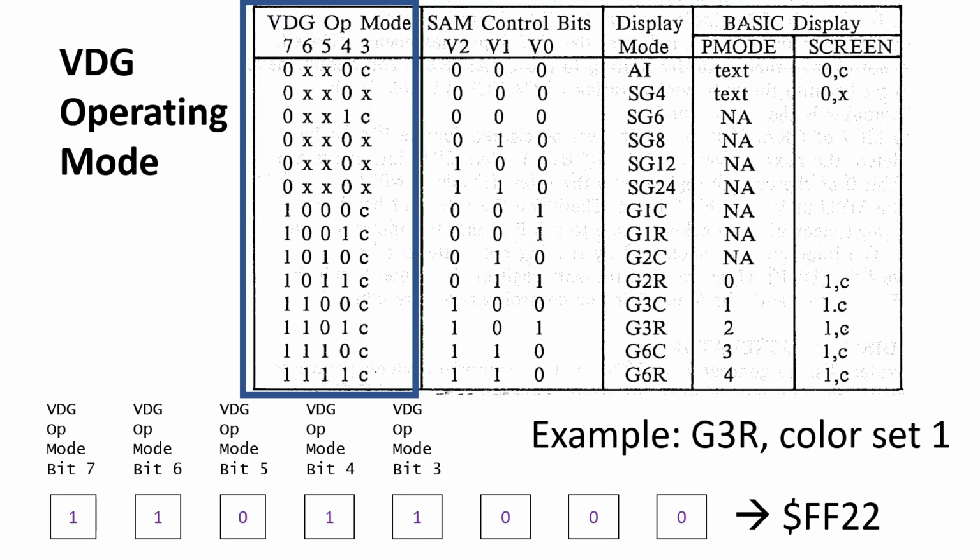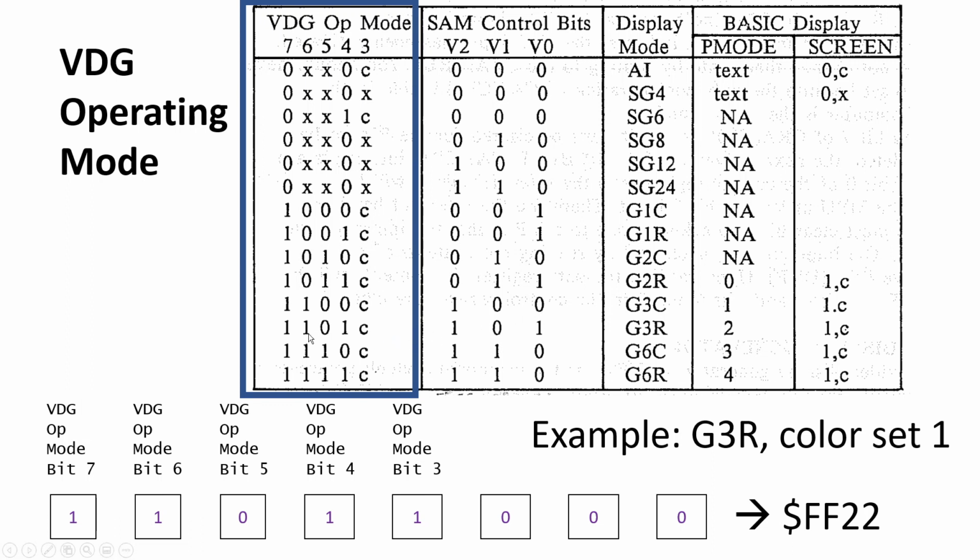The operating mode is determined by these bits in address FF22. So you decide which display mode you want, let's say G3R. Then that tells you these are the bits that you need to set. When you see a C, that can either be 0 or 1, and that determines the color set. So everything else will be the same, but the color palette will be different based on the C that you choose. If you see an X, that means it does not matter. You can put whatever value you want for that bit, and the results will be the same.